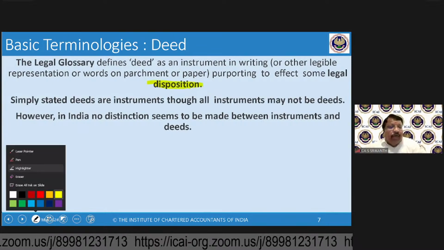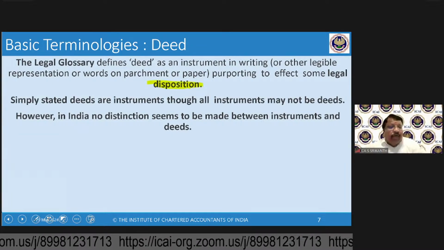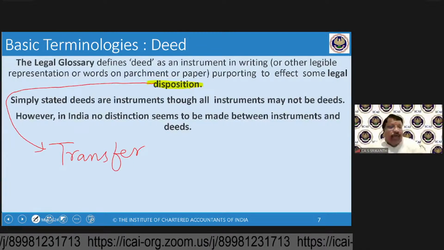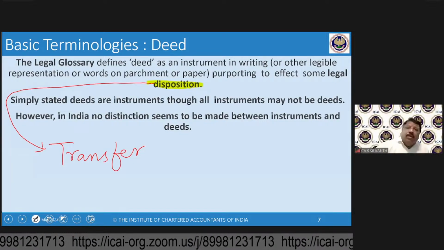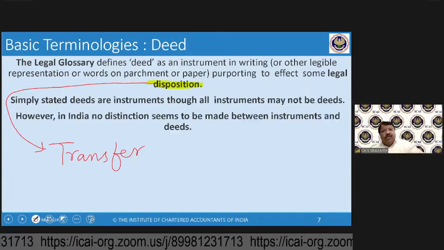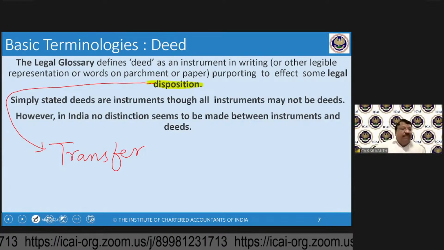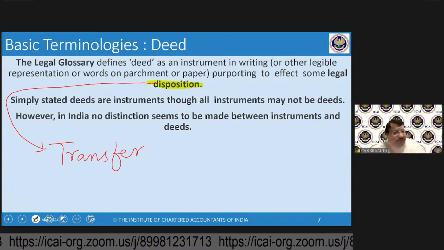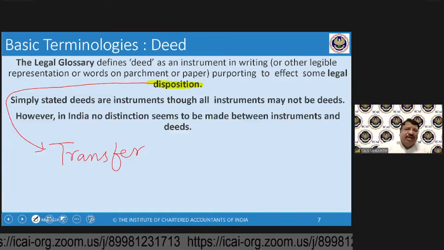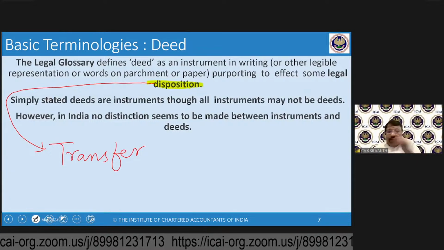It merely is a very, very fancy term for transfer. Simply stated, deeds are instruments, though all instruments may not be deeds. Which means agreements are also instruments, but they are not deeds. Affidavits are also instruments, but they are not deeds. But in India, we use these two words, instrument and deed, but agreement and deed never confuse.